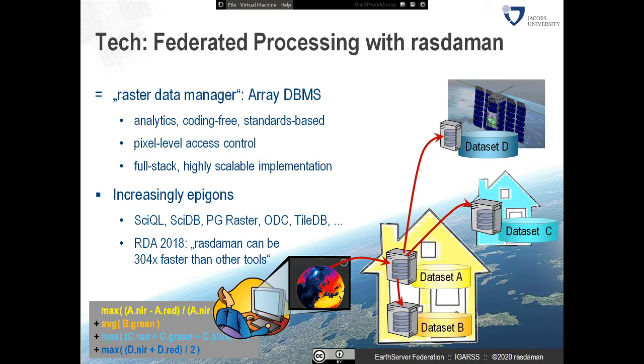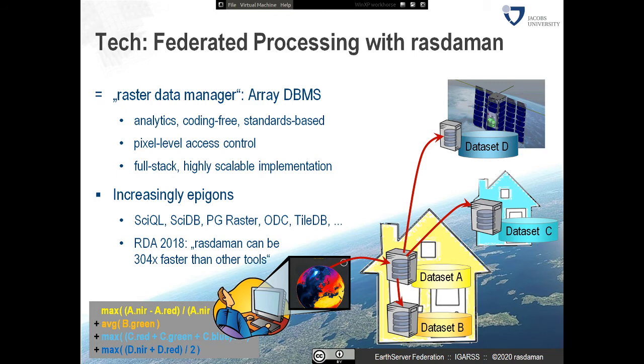The rasdaman is a full stack implementation, not just an add-on to some existing library or so. And it's a highly scalable implementation that gives you responses typically in a few hundred milliseconds. Actually, aside from that pioneer system, we increasingly find epigons. Various systems have also jumped on that idea and their attempt.